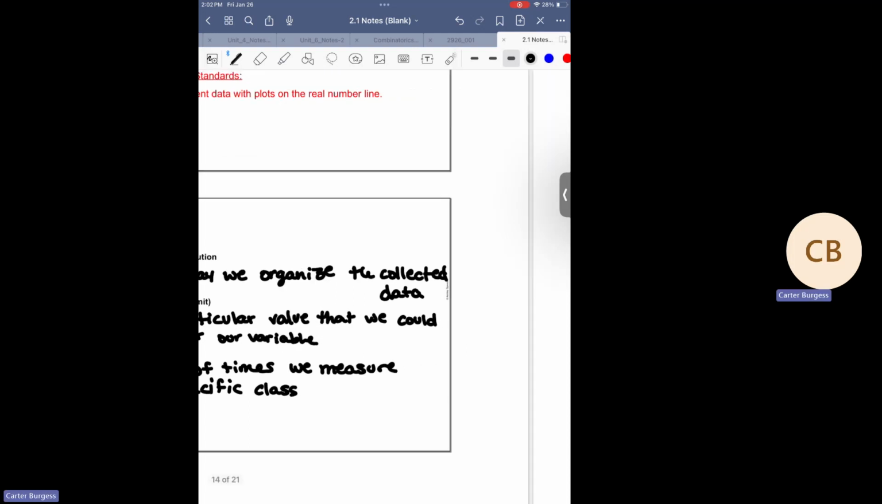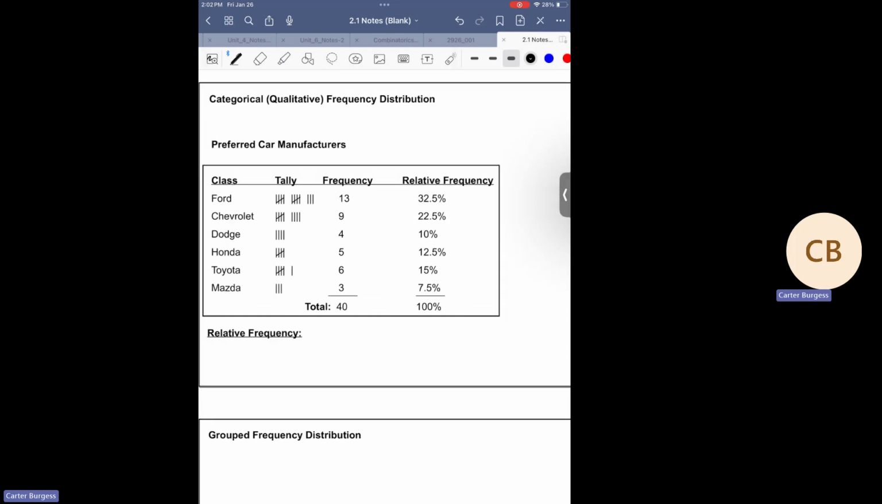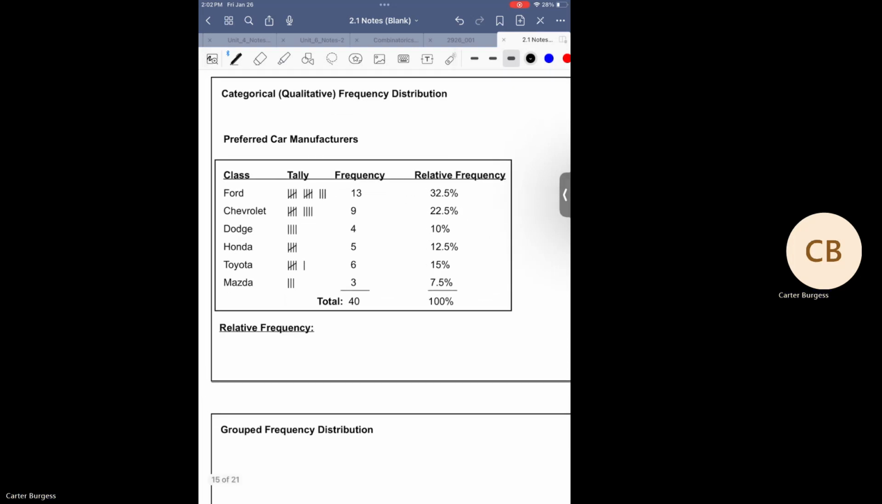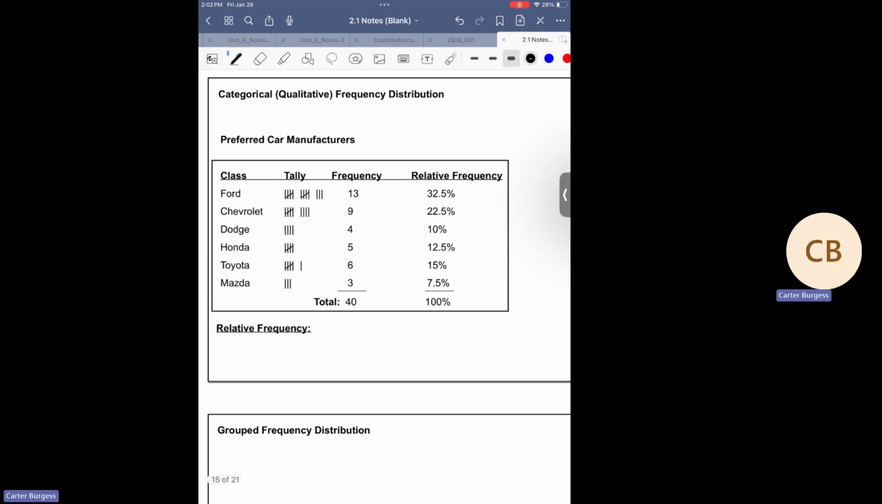Might be a little bit easier to see if we start categorically, though. So in this case, we are taking a look at a qualitative variable that has been analyzed and put into a frequency distribution. In this case, people were asked about their preferred car manufacturers. We asked 40 different people what their preferred car manufacturer was, and we saw this particular outcome.